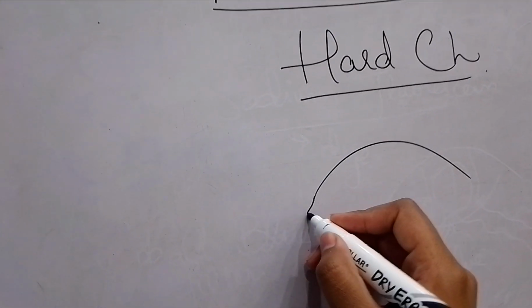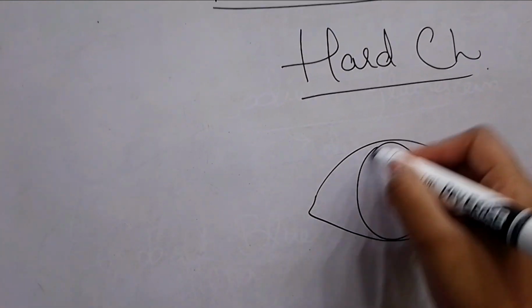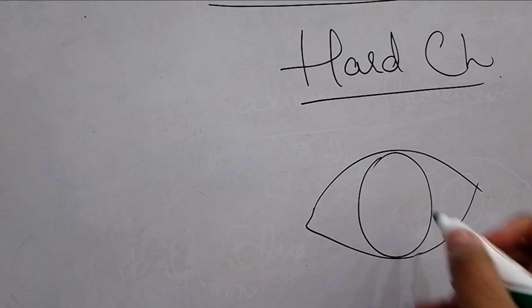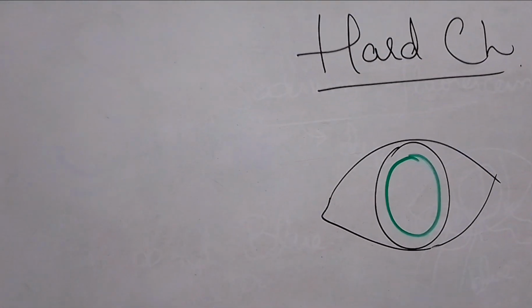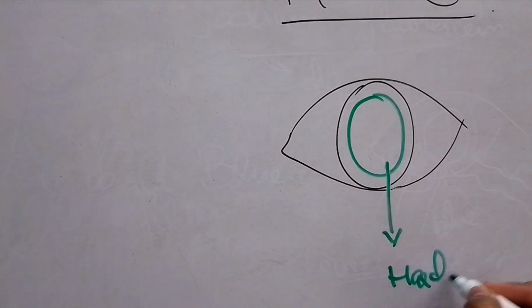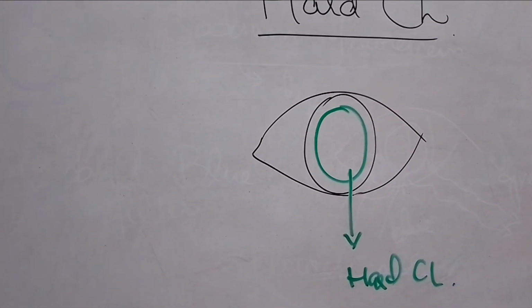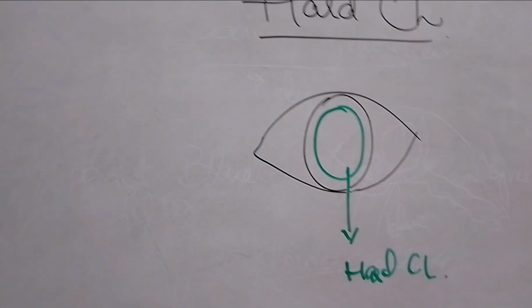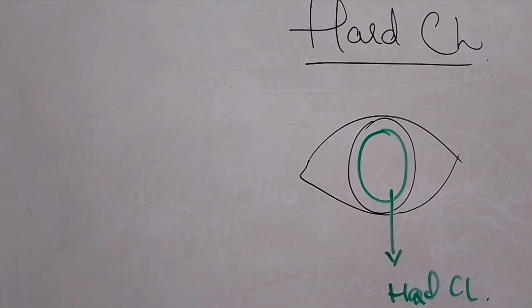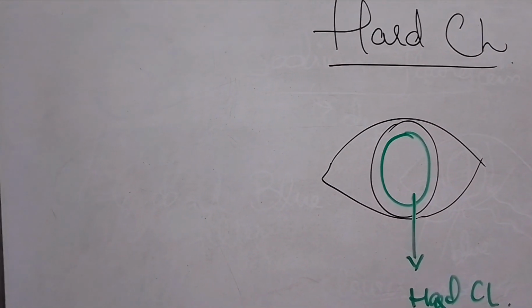So this is the eye and this is the cornea. On the surface of the cornea, they are only present. So this is a hard contact lens, right? This is the hard contact lens that only rests on the surface of the cornea, and they are smaller in diameter.